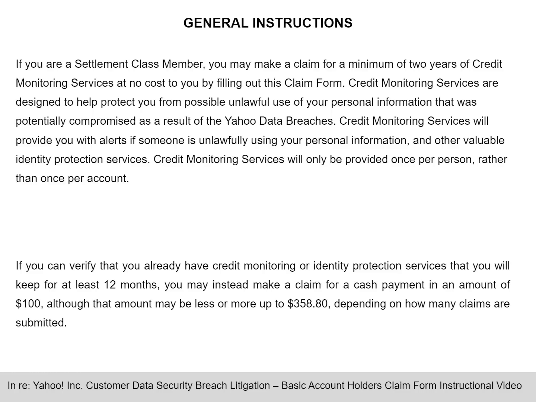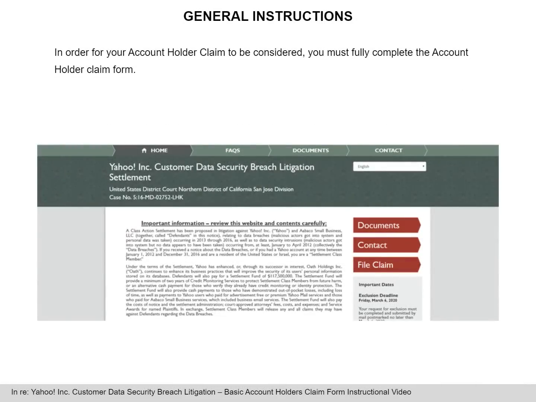If you can verify that you already have credit monitoring or identity protection services that you will keep for at least 12 months, you may instead make a claim for a cash payment in an amount of $100, although that amount may be less or more, up to $358.80, depending on how many claims are submitted. In order for your account holder claim to be considered, you must fully complete the account holder claim form.